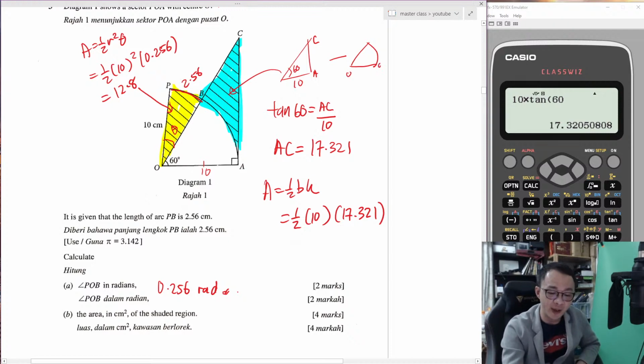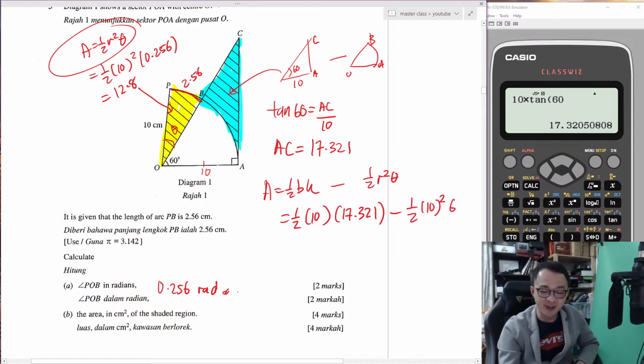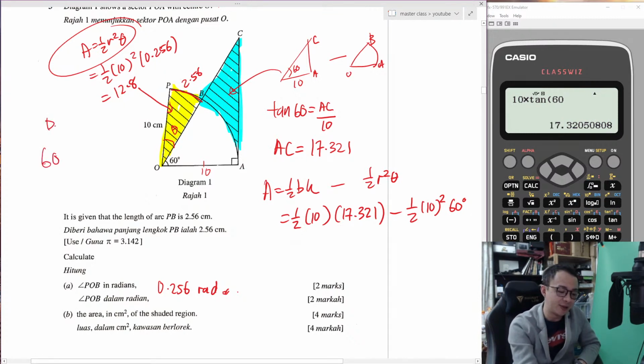Then I want to minus the area of sector OAB. Use the sector formula again: minus half r squared theta, my r is 10 squared. For this theta you cannot put 60 degrees. If you put 60 degrees here, you will get it wrong. You need to change it to radian. Remember, to change degrees to radians, we multiply by pi over 180.